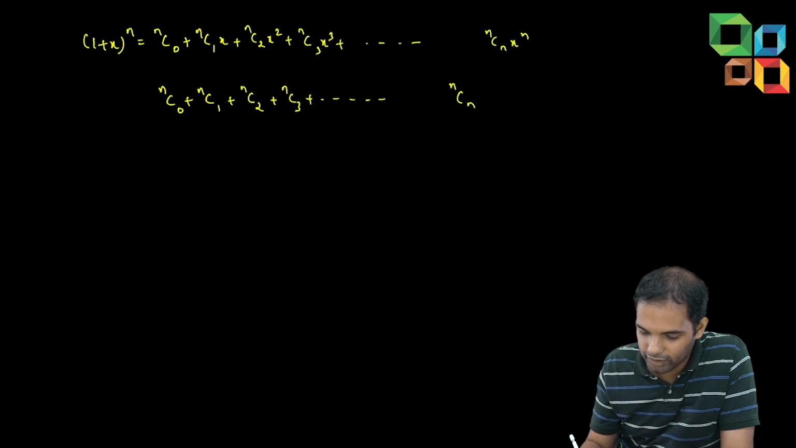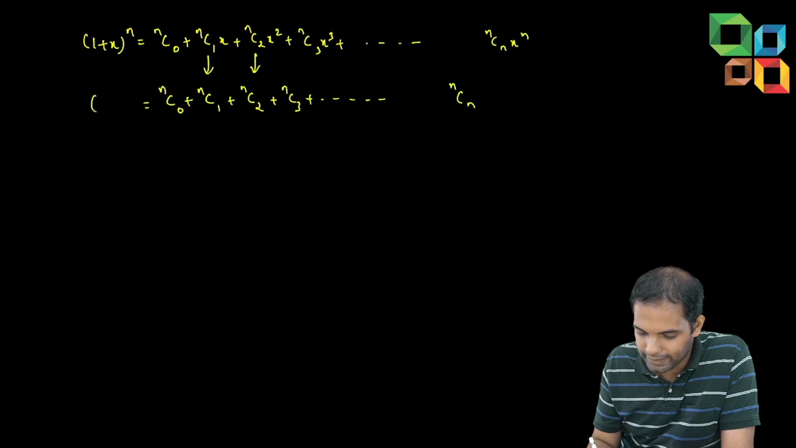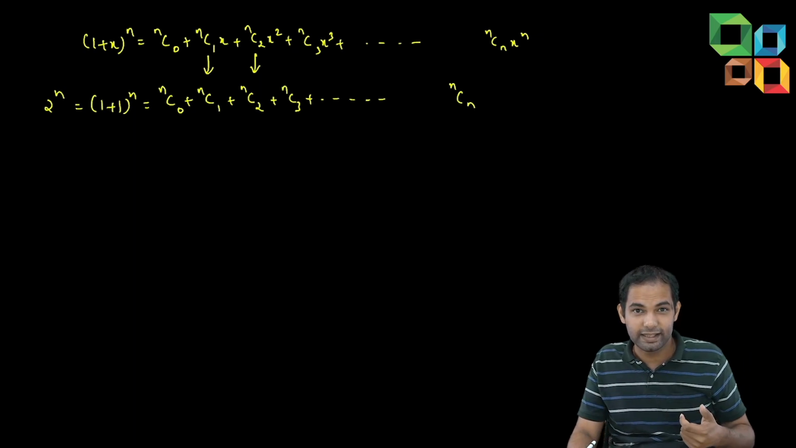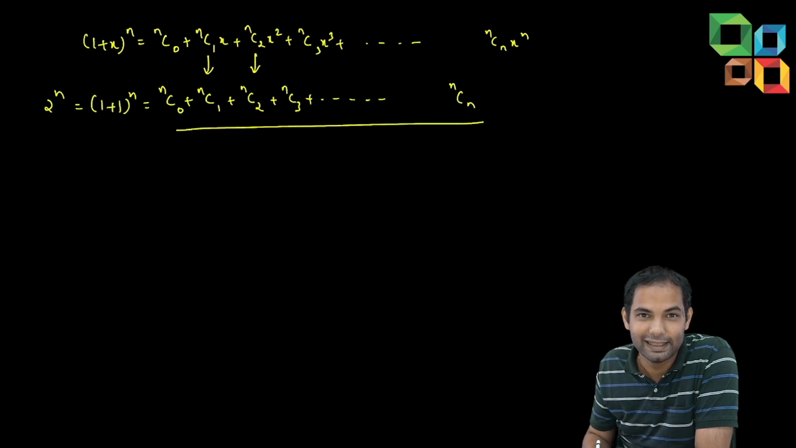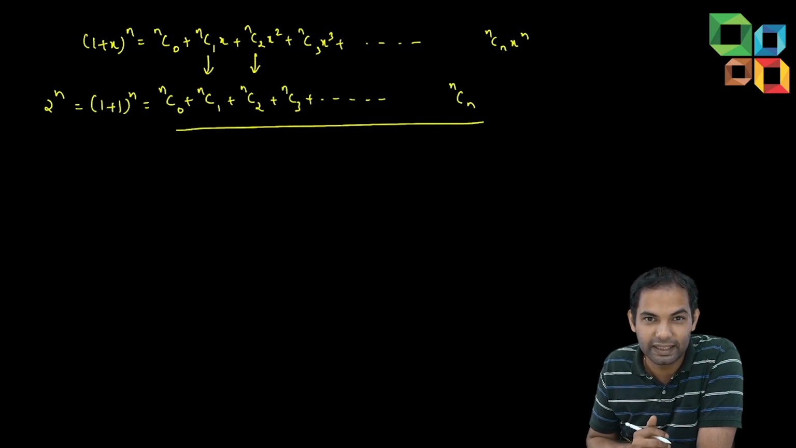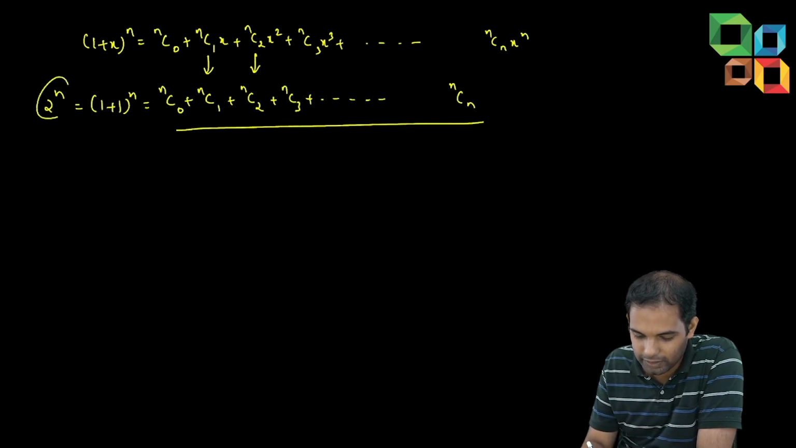Here, just figure out how do you get from here to here. Okay. All we have to do is put x equal to 1. Correct. To do that, you're going to get 2 power n. So this is actually a standard result, right? The sum of all the binomial coefficients, look at this. nC0 plus nC1 up to nCn is nothing but 2 power n.